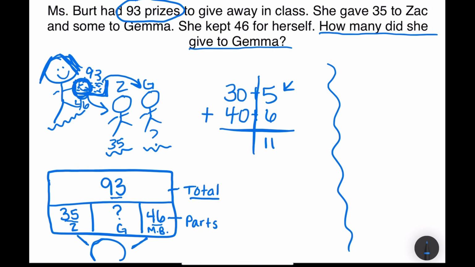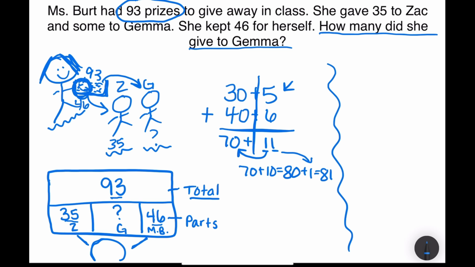So 5 plus 6 equals 11. I know there's a 10 there, but we'll regroup it in just a second. So now 30 plus 40 equals 70. I need to move this 10 to be over with the 70. 70 plus 10 equals 80. And then I have 1 left over.